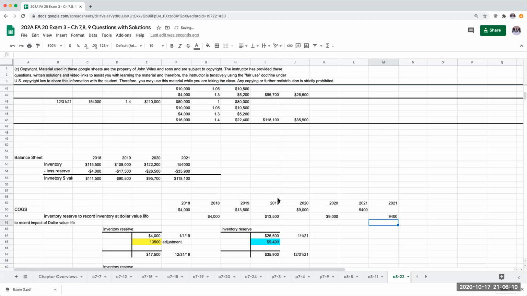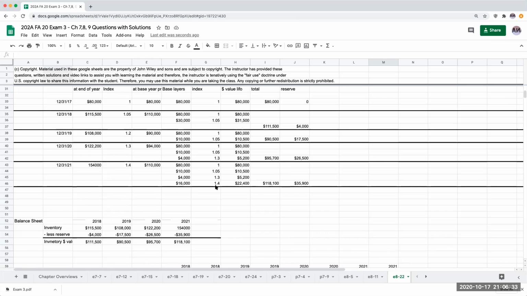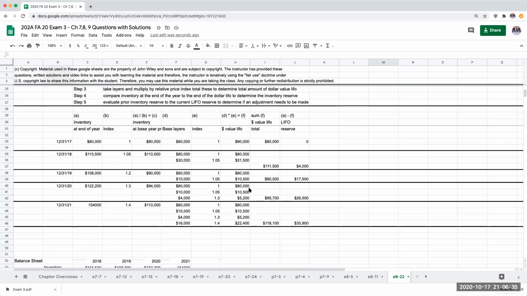Now, I've had a few students ask me, what happens if the reserve becomes less, like a deflation? Then you would just go through and reverse the inventory. You would debit the reserve and you would credit cost of goods sold. That's probably what I would do if I'm grading your test.